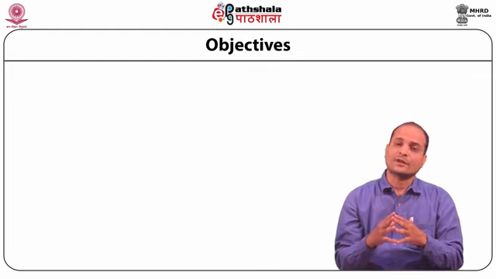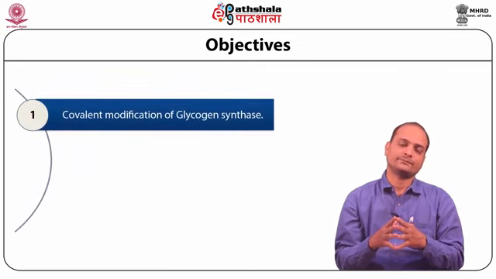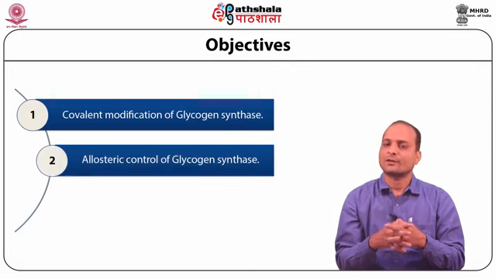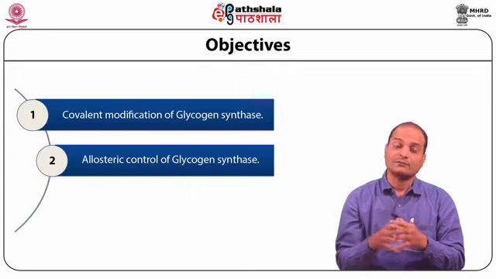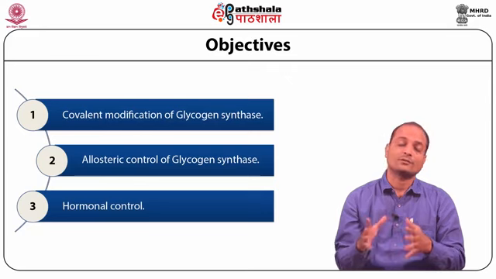First of all, we will try to explore the covalent modification of glycogen synthesis. Then we will switch to the allosteric control of glycogen synthesis, and last we will discuss the role of hormones in the control of glycogen synthesis. Certain tissues such as the brain and red blood cells rely on glucose for fuel. Serum glucose level must be maintained at about 5 millimolar to maintain a healthy life.